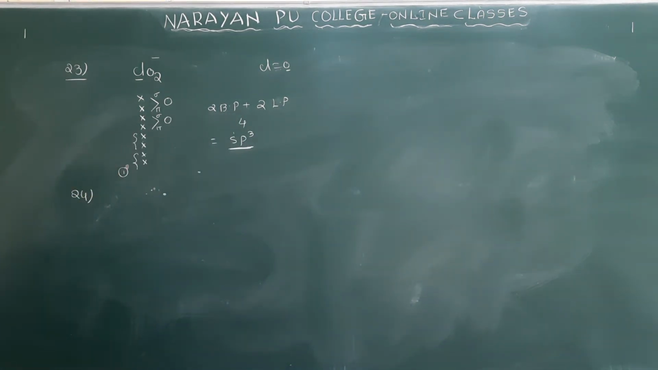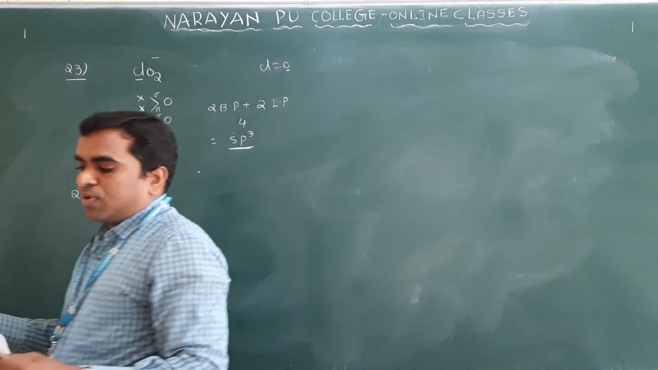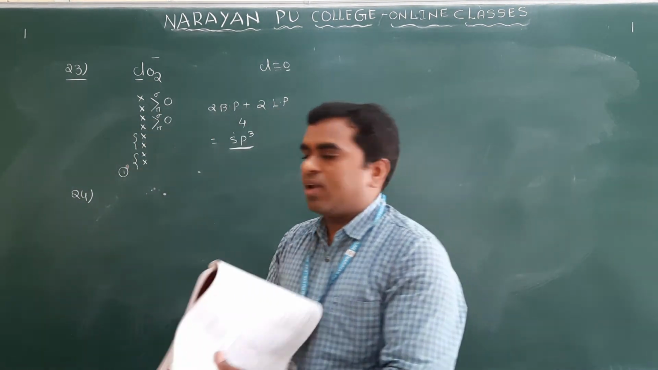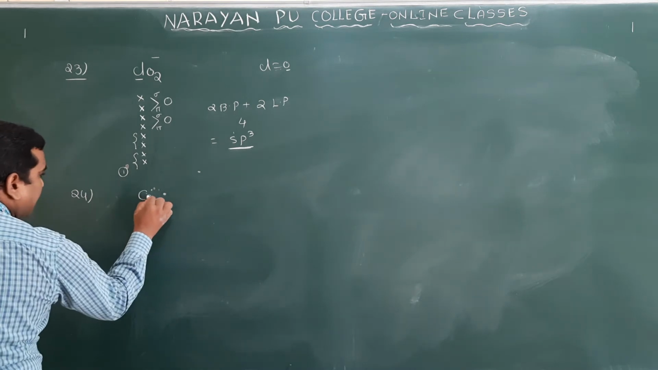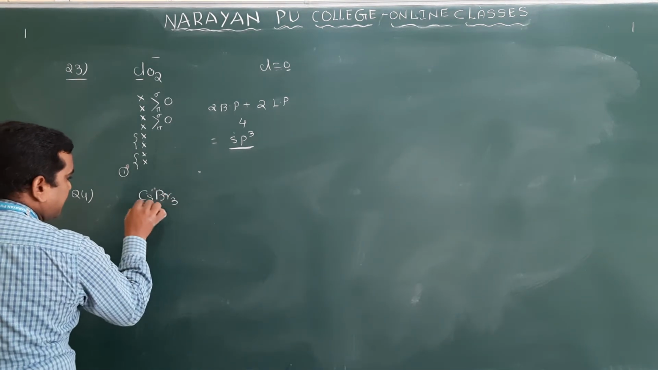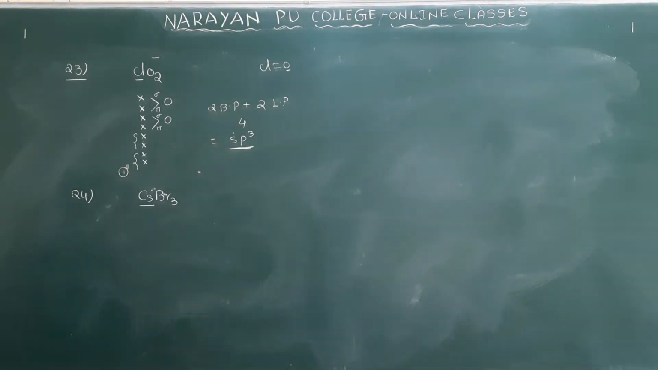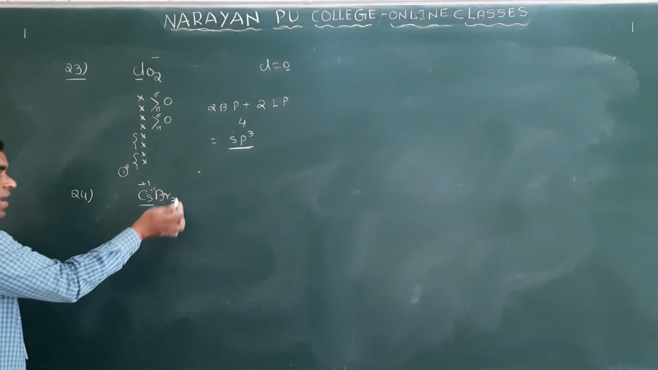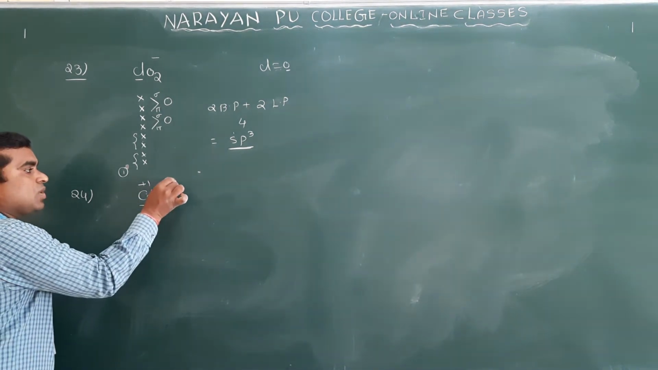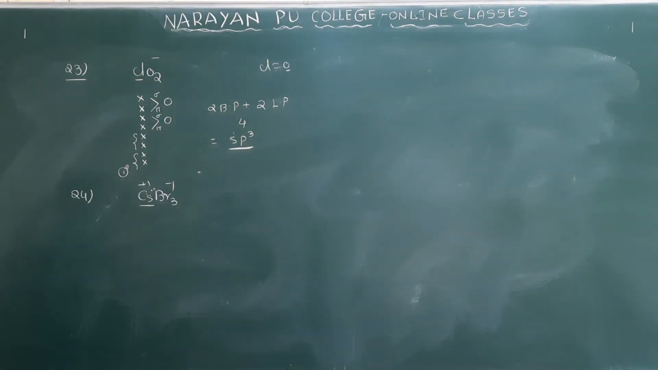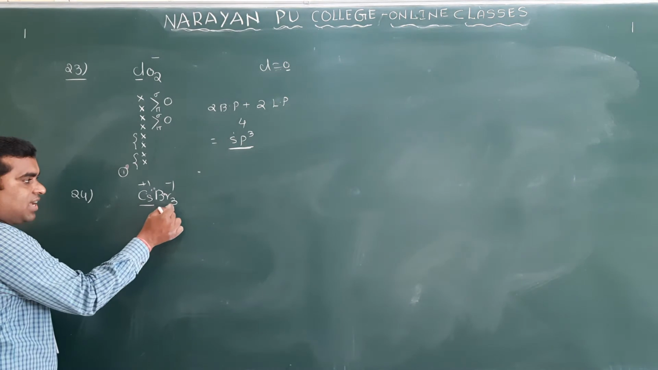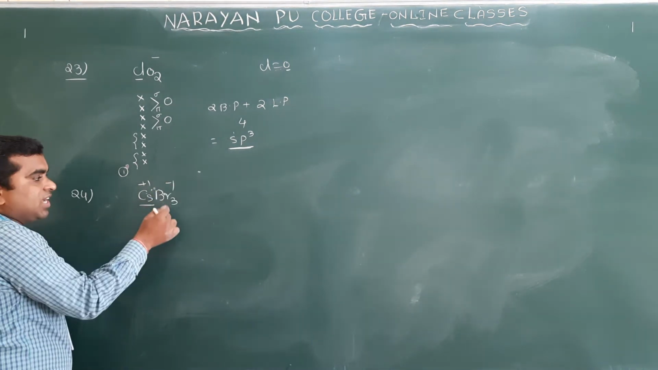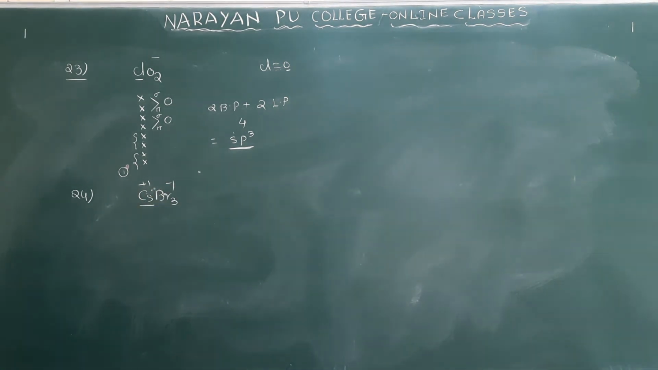Next one, 24. Which of the following statements is correct for CsBr3? Cesium belongs to which group? First group. First group means what should be the oxidation state here? +1. Clear? So that's why the total of 3 bromines should have the oxidation state -1. Got my point? You don't think that 3 into -1 is -3 here.